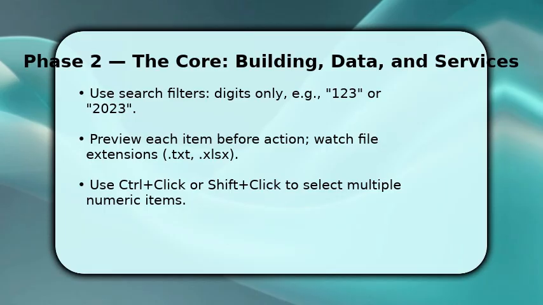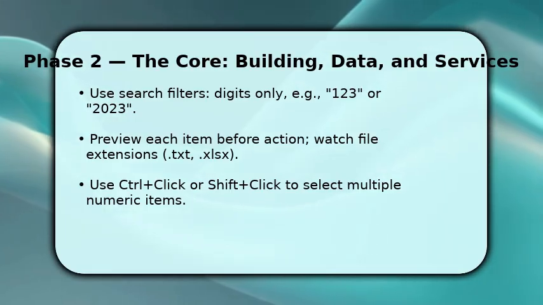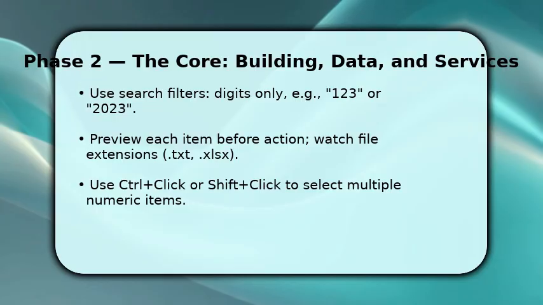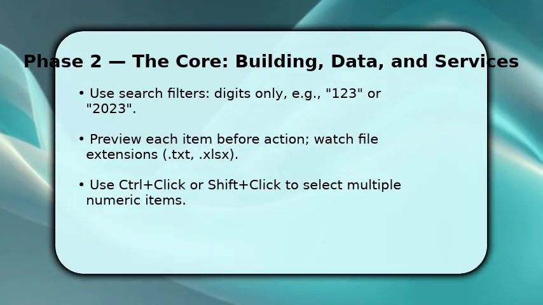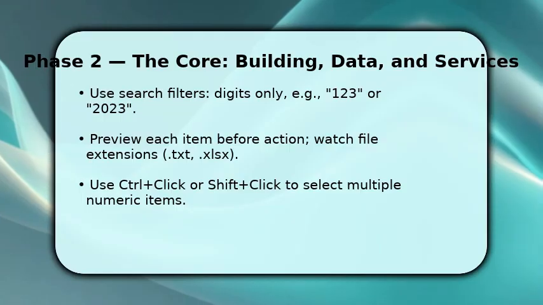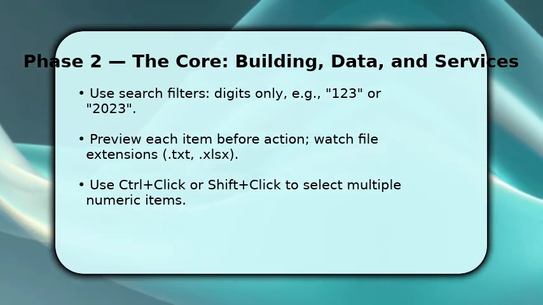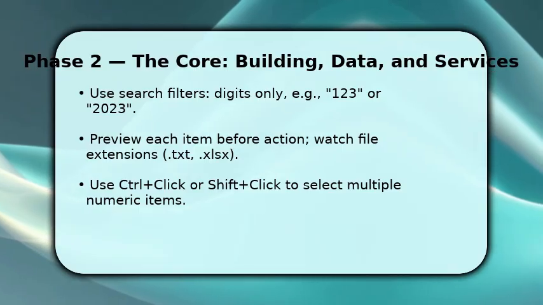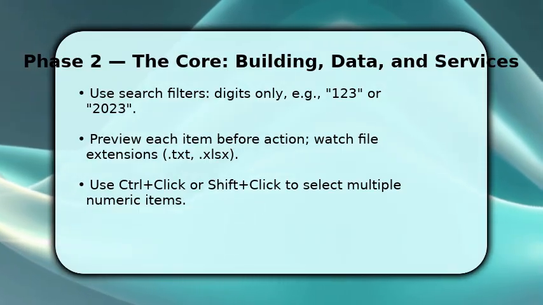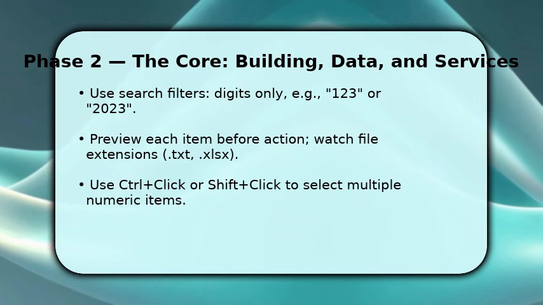You should preview each item when possible, because numbers saved in spreadsheets or documents might be needed. This prevents accidental data loss. Use Ctrl+Click to pick specific entries, or Shift+Click to grab a contiguous range once you've confirmed the group. Once done, double-check the count and total file size before proceeding.